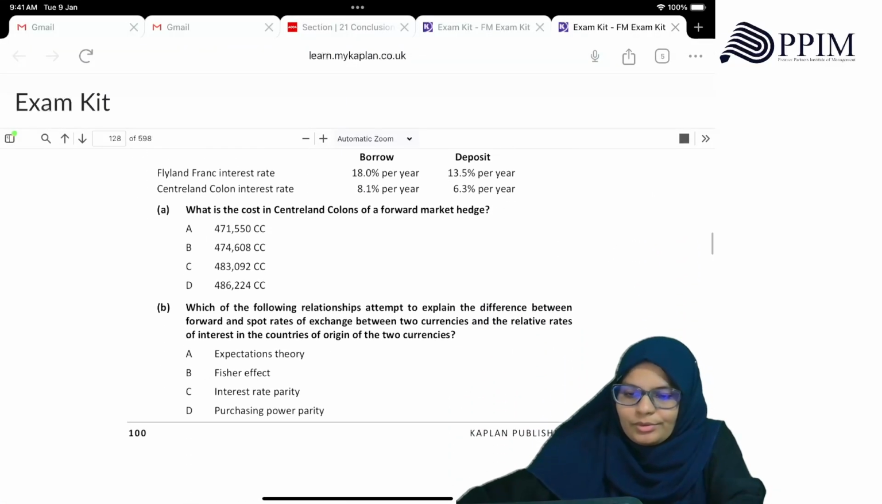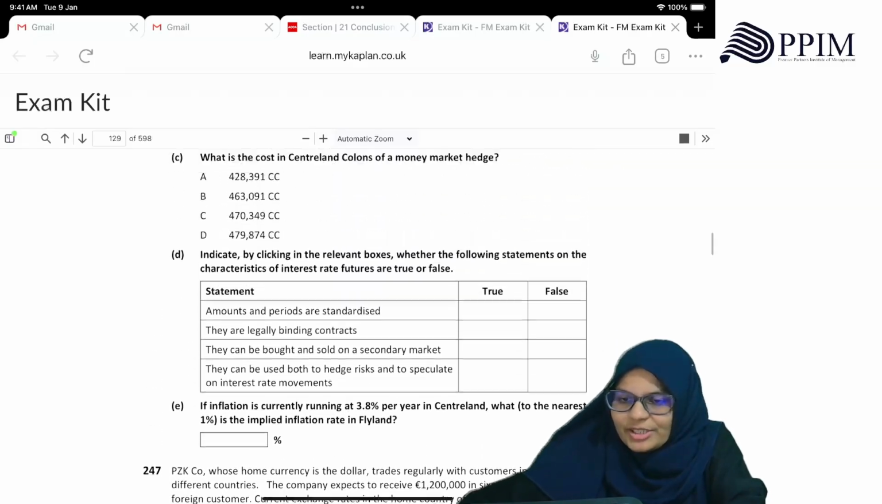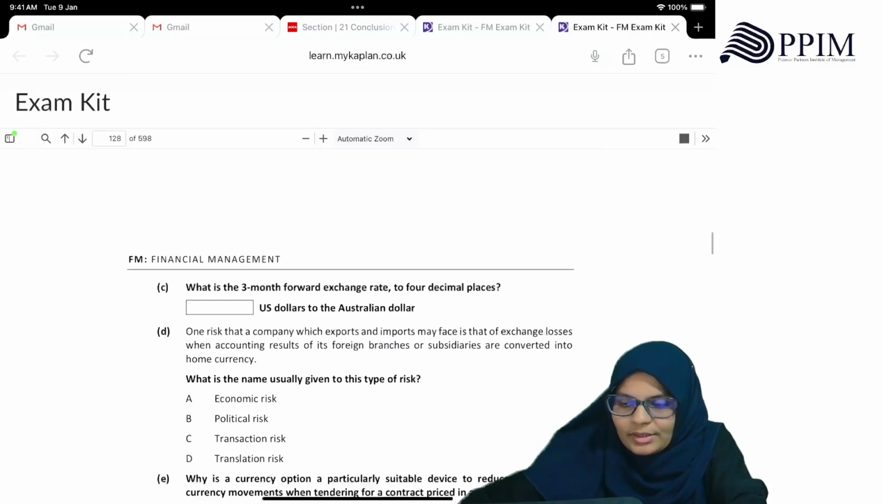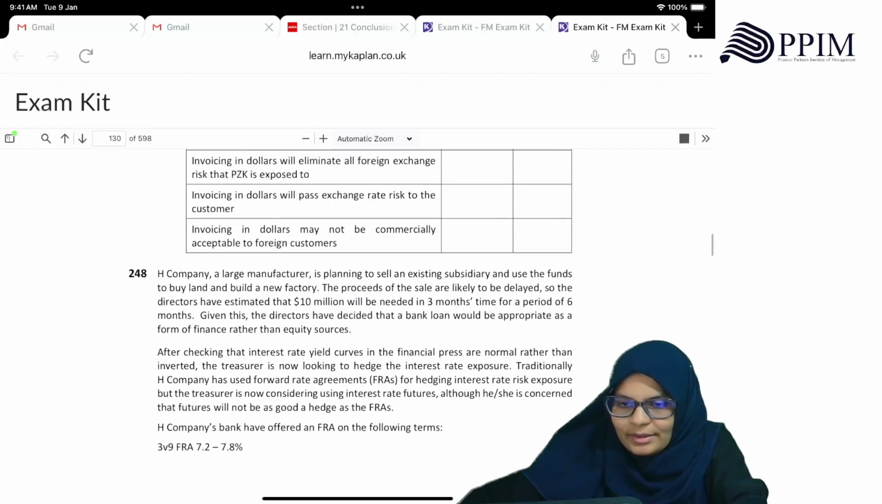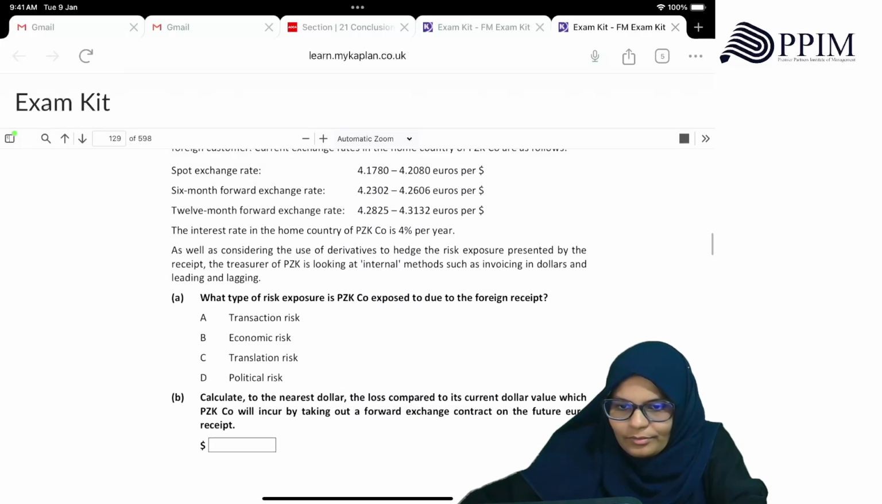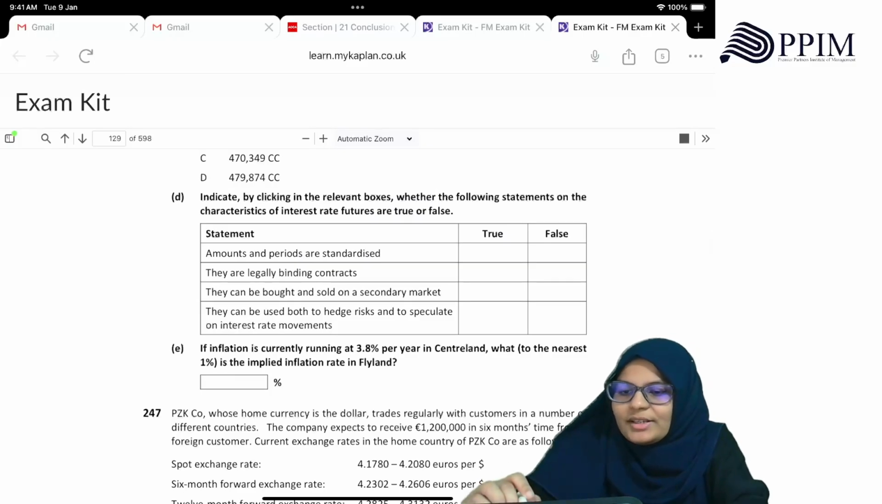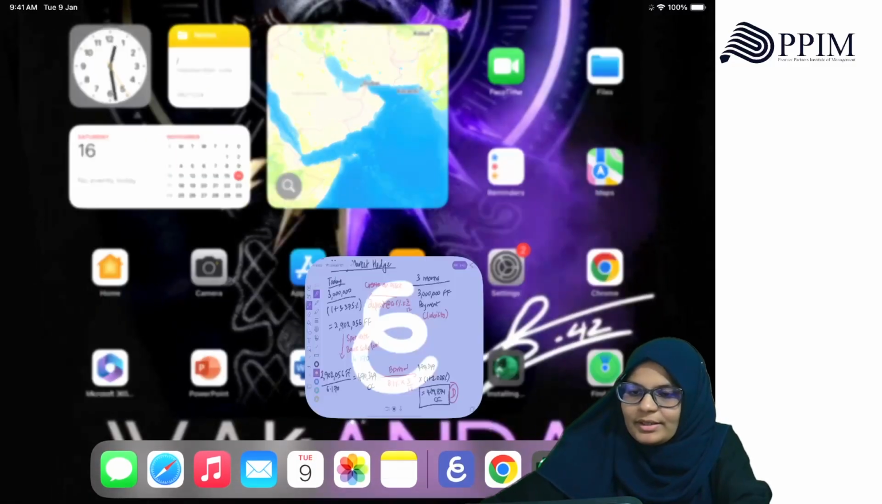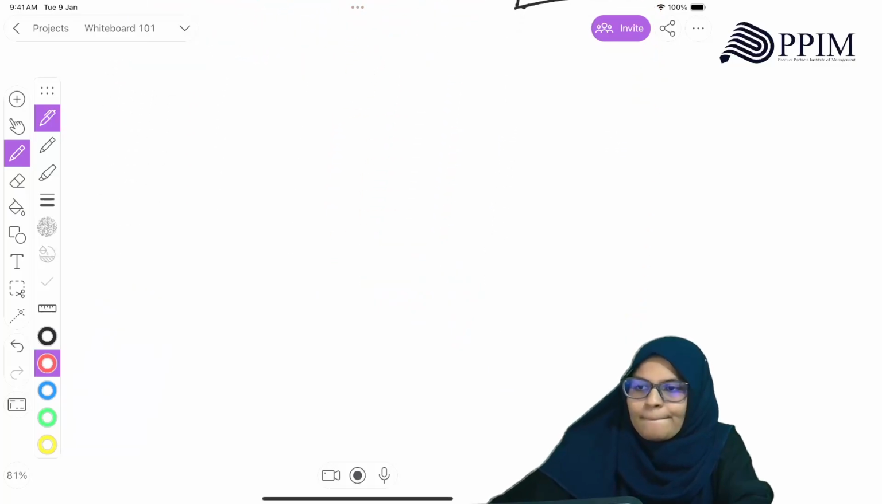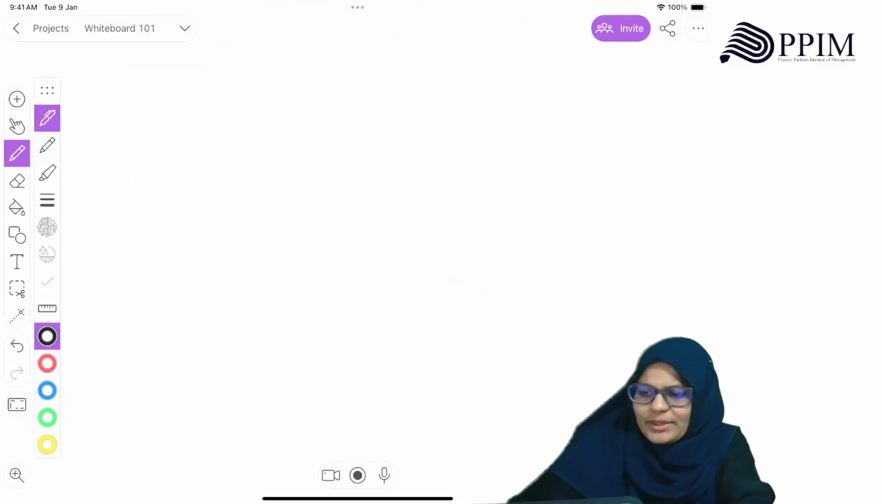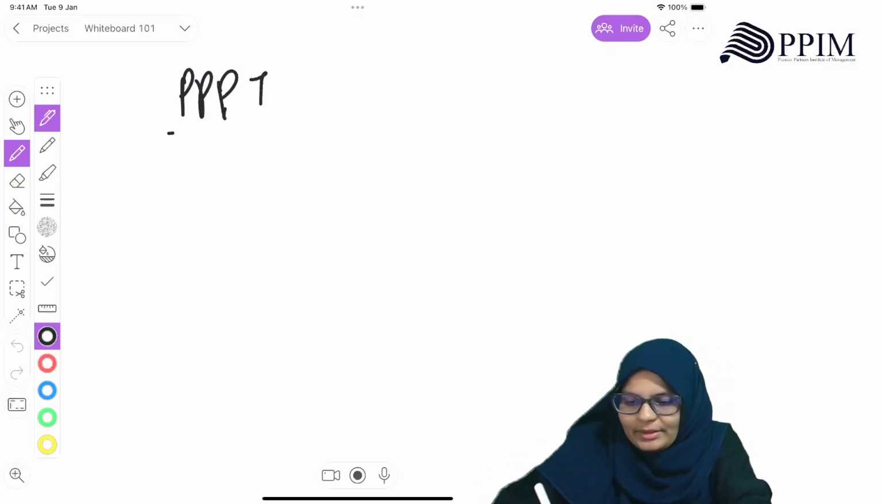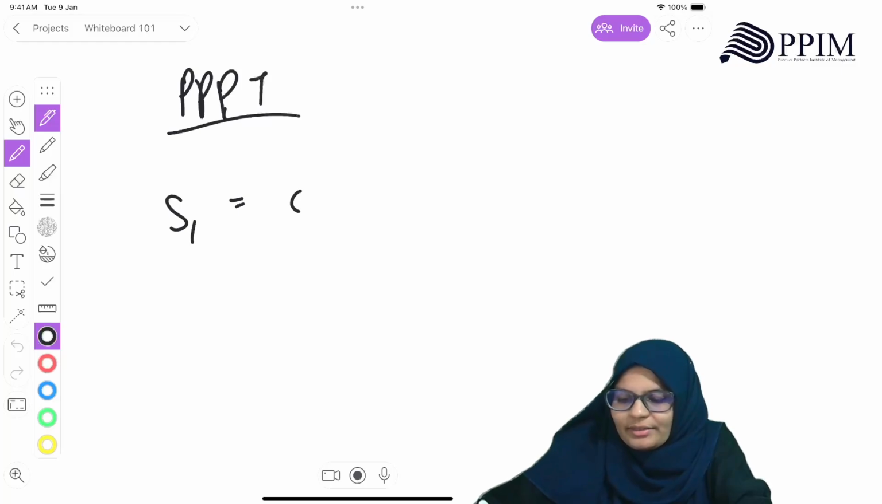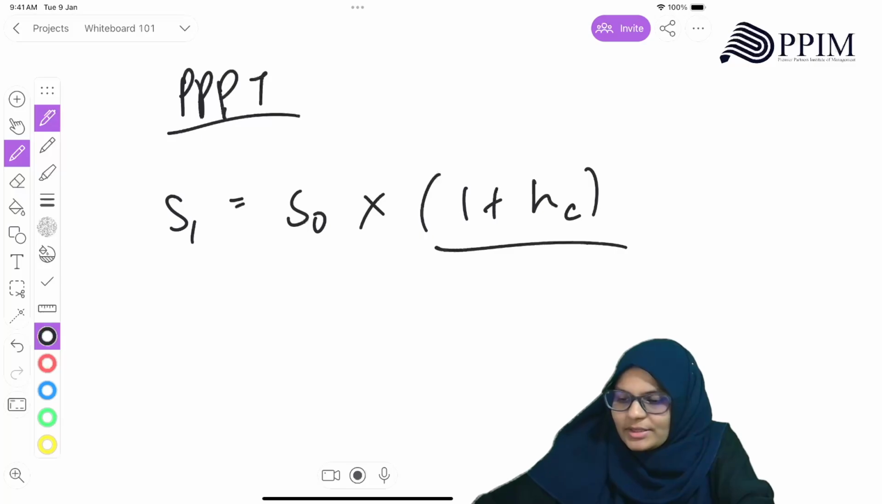I know that they're talking about inflation, so definitely I have to use the purchasing power parity theory. So let me go there. First thing is always write the equation, right? It always helps you. Purchasing power parity theory: the future spot rate will be the current spot rate times 1 plus inflation in the counter currency over 1 plus inflation in the base currency.